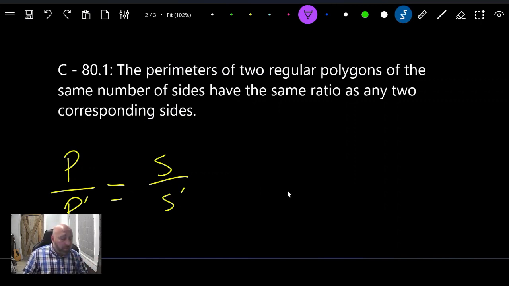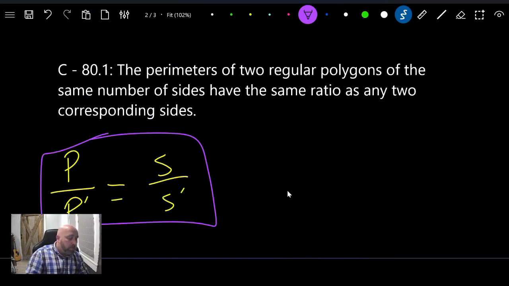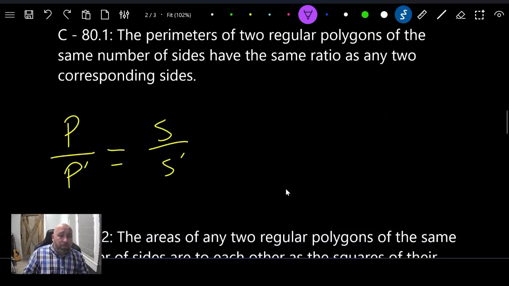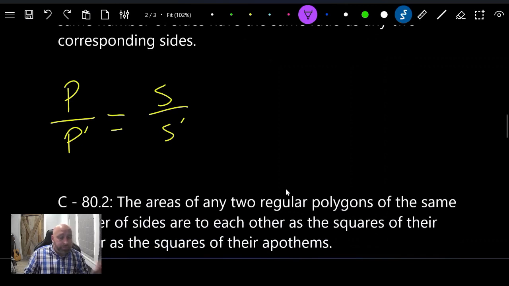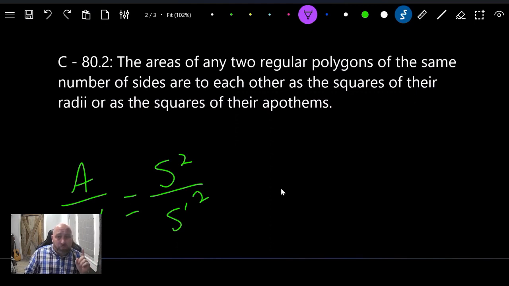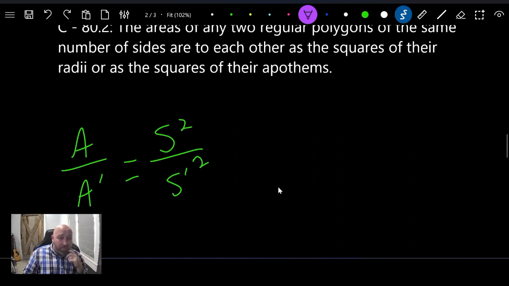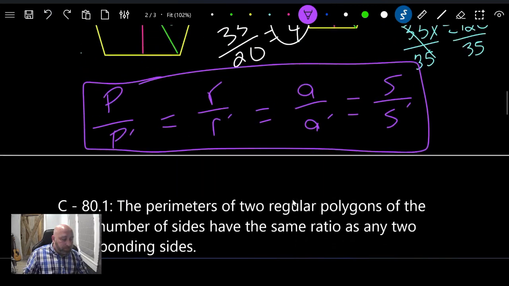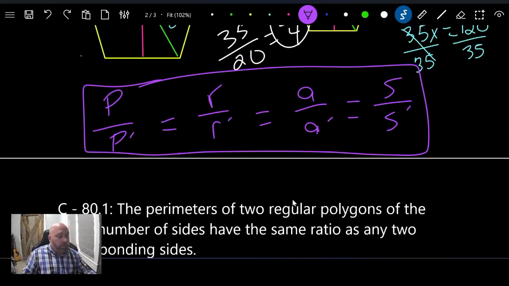All right, so here we go. That means that the perimeter over perimeter prime is going to equal the side over the side prime. Continuing on that same thought, the areas of the two regular polygons are to each other as the squares of their sides. That should also make sense, because what is area? Area is always squared. So if we take the area, then we have this. When we're dealing with perimeter, this is the one to focus on right here. Perimeter equals radius over radius prime equals, and so on.